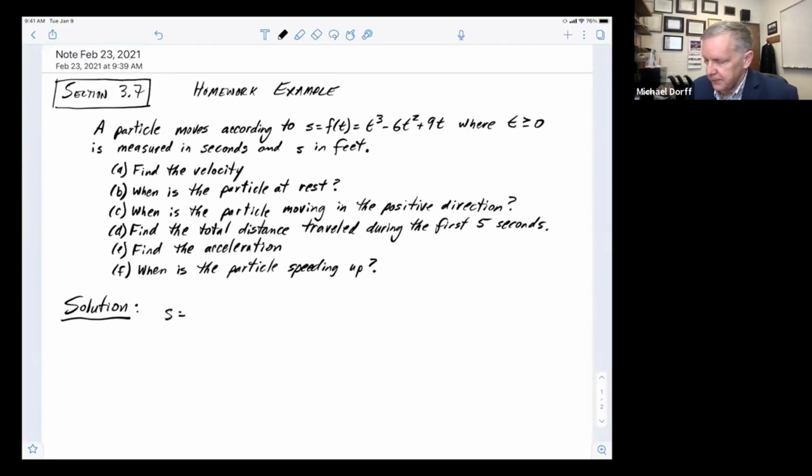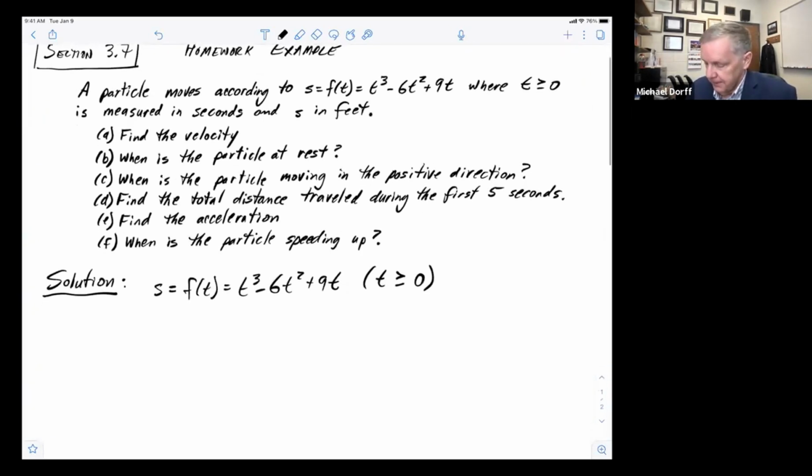We're given that the position, which is represented as a function f of t, is t cubed minus 6t squared plus 9t. And it's important to realize that t is greater than or equal to 0. That t represents time, and so we could have time equal to 0. That's when right before it starts or when it starts, and then t is going to keep increasing because it represents time. So part A asks, what's the velocity?